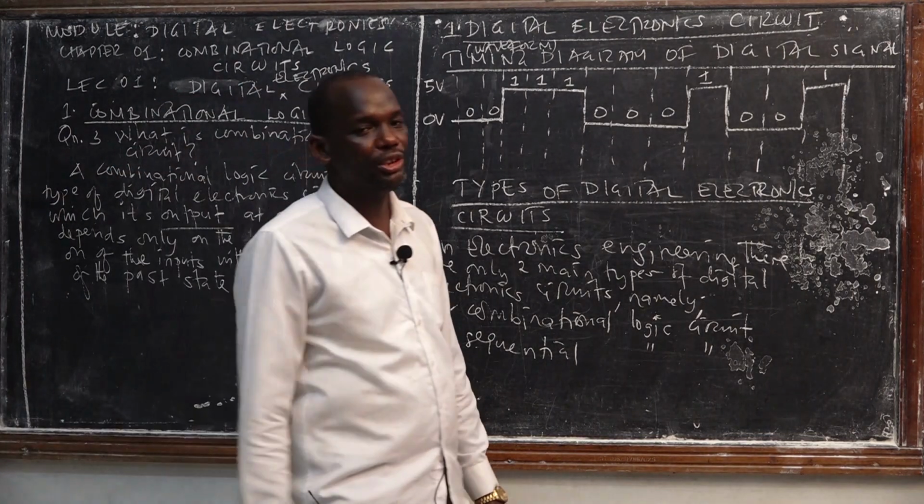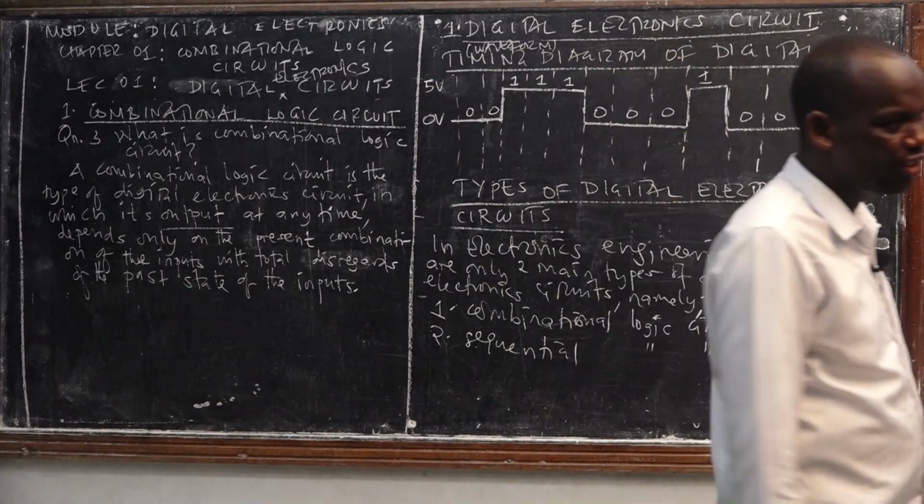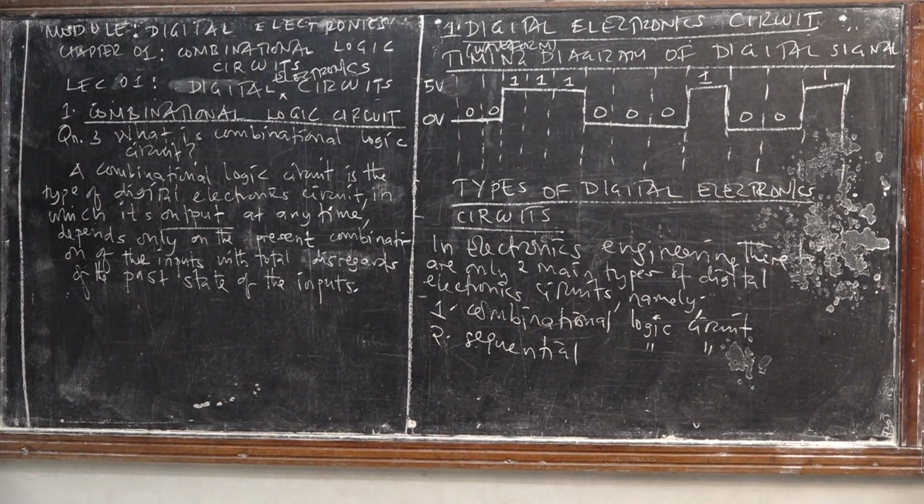This is the simple definition of a combinational logic circuit. There are different ways that you can define combinational logic circuits, but one of them is defining it by using those keywords.